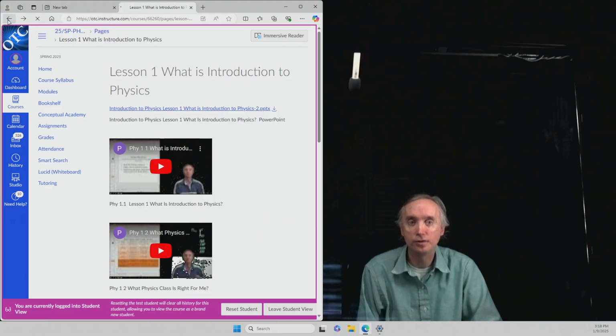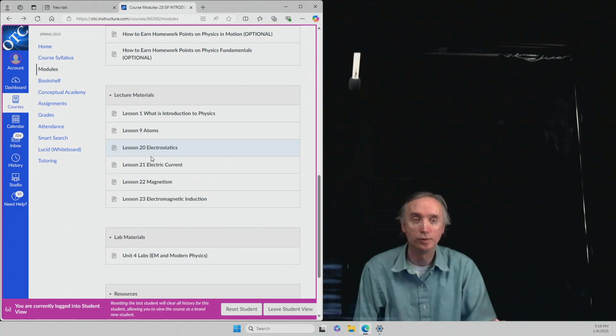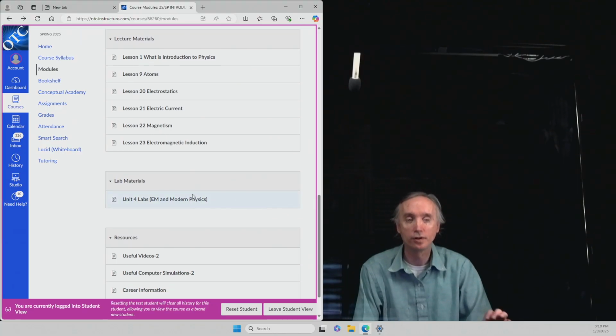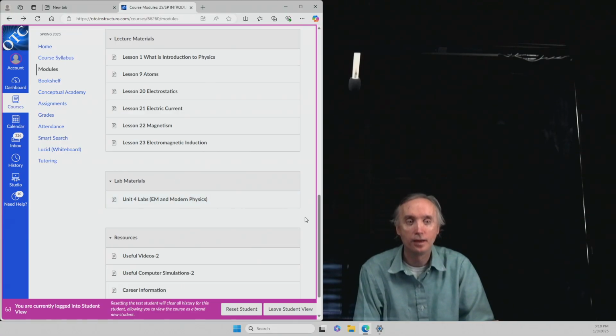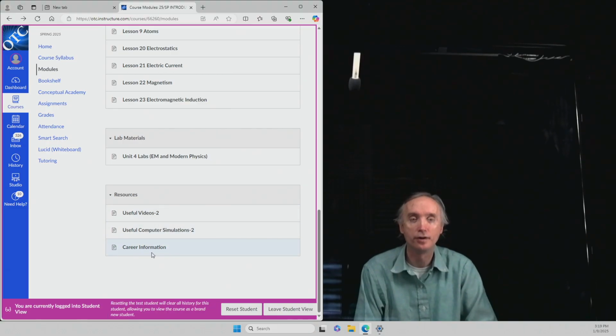Okay, so now you can see that that's our introductory lesson, and then we're going to talk about atoms, and then these 4 go with electricity and magnetism, and then we would take our Unit 1 exam. Now down here is our laboratory materials. So we're going to do a lab each week, and then you will find that lab in that folder right there. And then there's some additional things down here: some useful videos, computer simulations, and then career information. If you want to look at that, you can. You're not going to be graded on that.